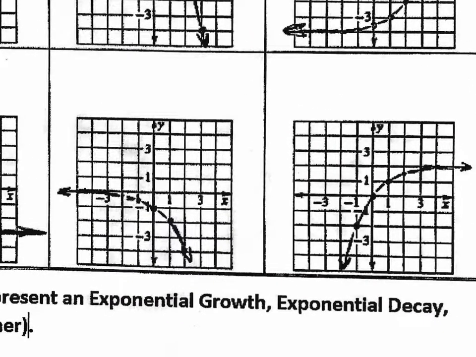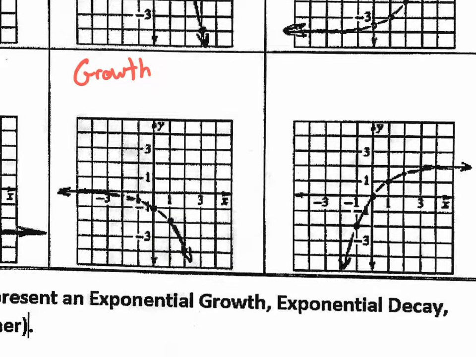So the trick to this is from left to right, if it approaches a certain value, then it's decay. But if it approaches negative infinity, see how this keeps going down, down, down, way off the page, right? That is an exponential growth function. Okay, that's an exponential growth function.